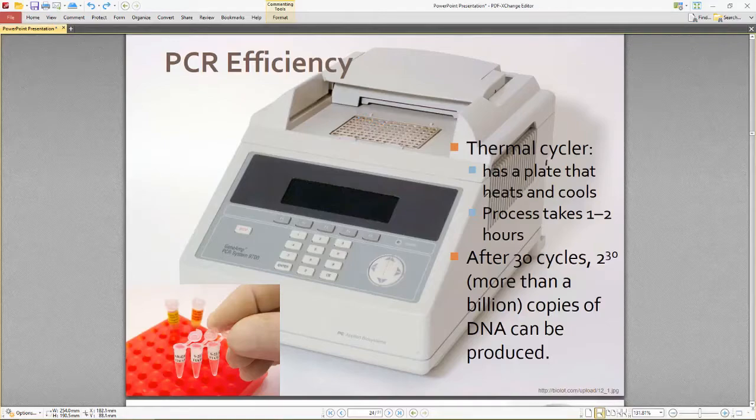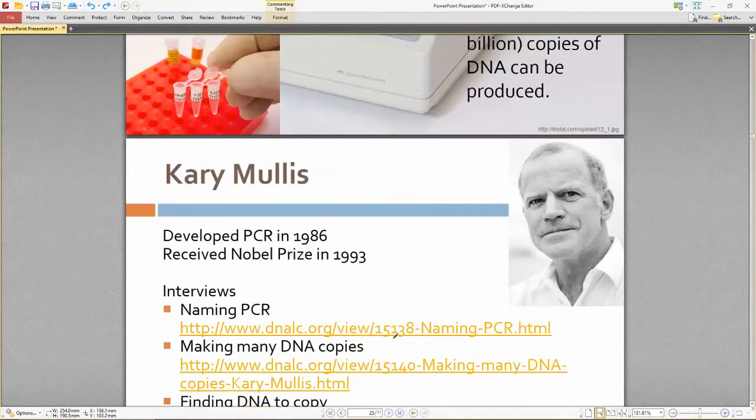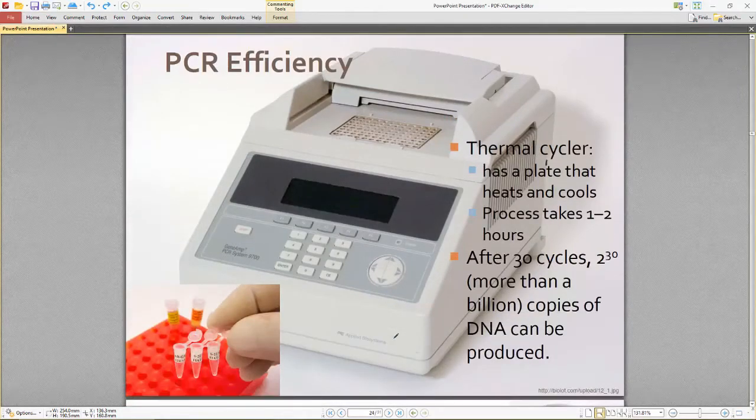So yeah, what it does is it has a plate that heats and cools, and the process takes about 1 to 2 hours. And after 30 cycles, we have over a billion copies of DNA produced. Do you guys understand why Taq is so important? Any questions about that?